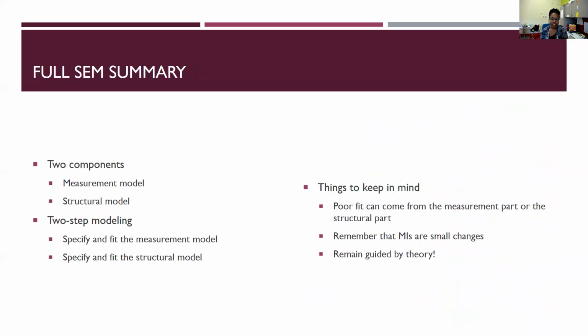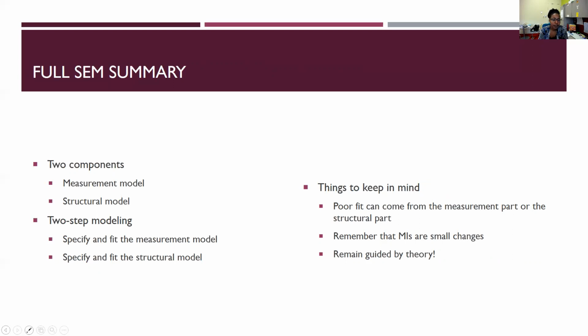So stay tuned. But just to sum up, full SEM is combining 2 skills that we've already learned: modeling latent variables and looking at structural relationships. So some things to keep in mind is that poor fit can come from the measurement part of the model or the structural part of the model. So that's why we do 2 steps where we fit the measurement part first, and then we add on the structural part. Don't be afraid to go back to the measurement model to try and fix issues if you're really having problems.